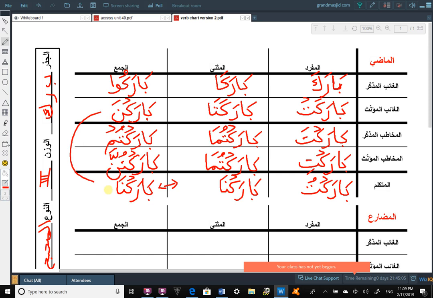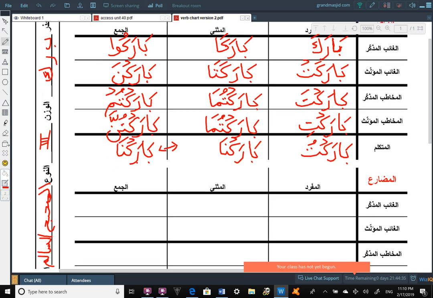These two, they look very much alike, except the first person plural, barakna, has this alif. So we want to make sure when we recite the third person feminine plural, we say barakna without the long alif. And when we recite first person plural, we say barakna with the alif. We want to make sure that we are pronouncing them properly. That's the madi, the past tense.